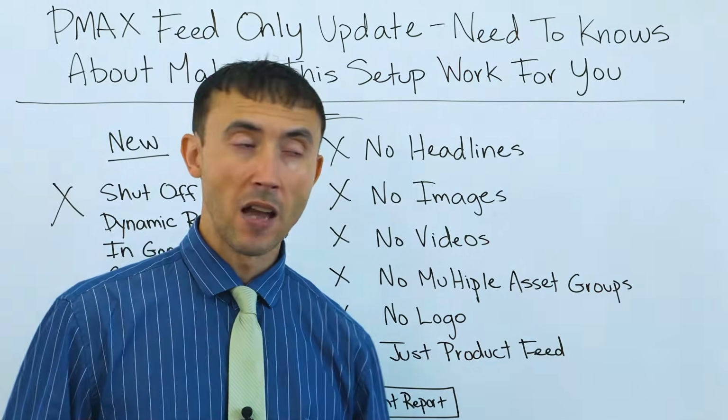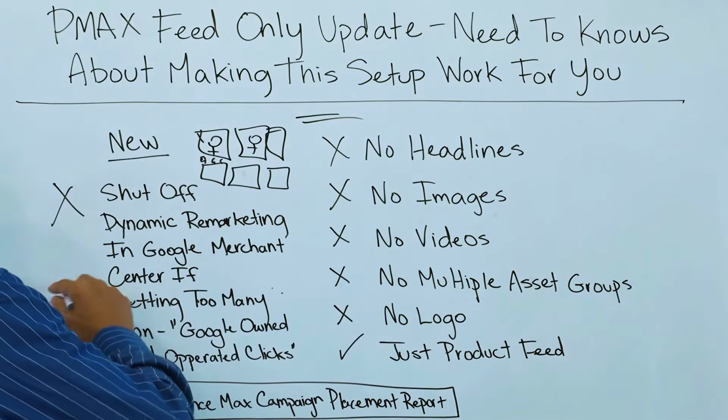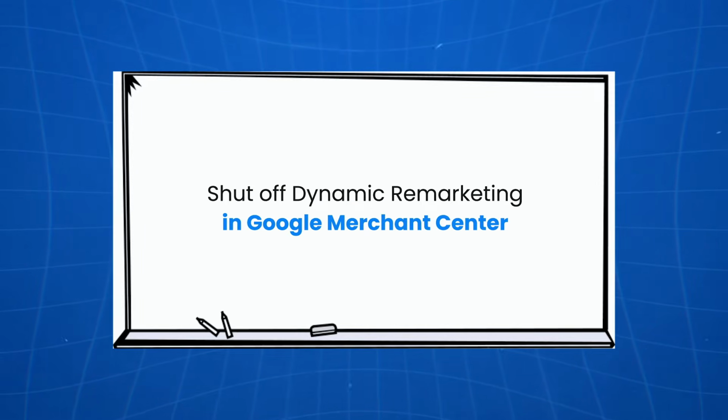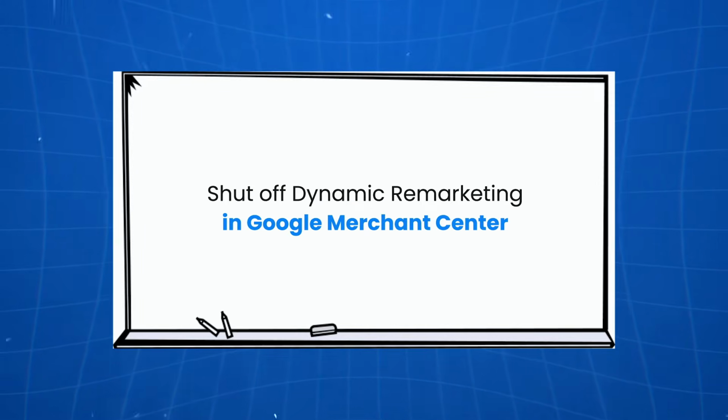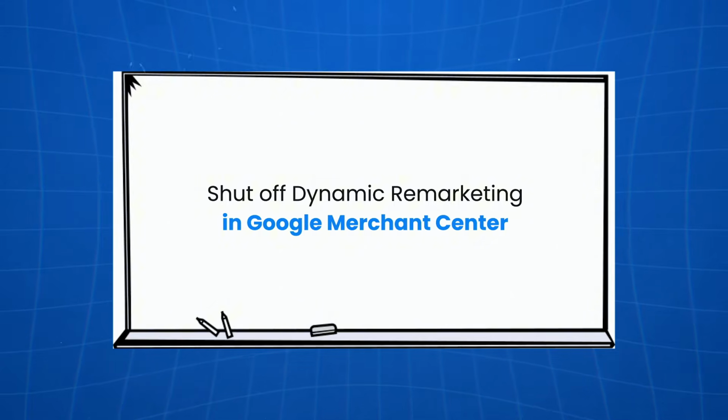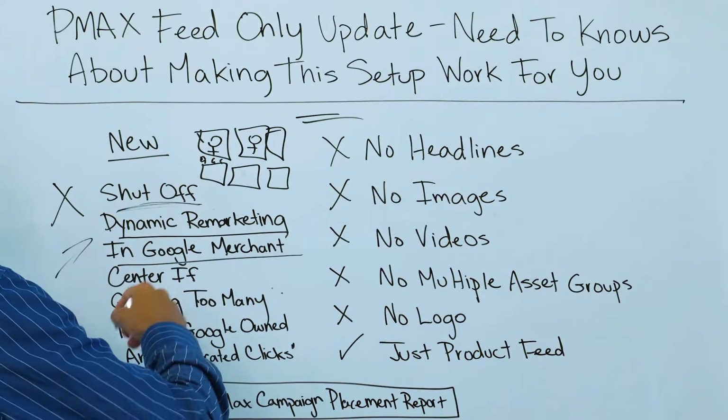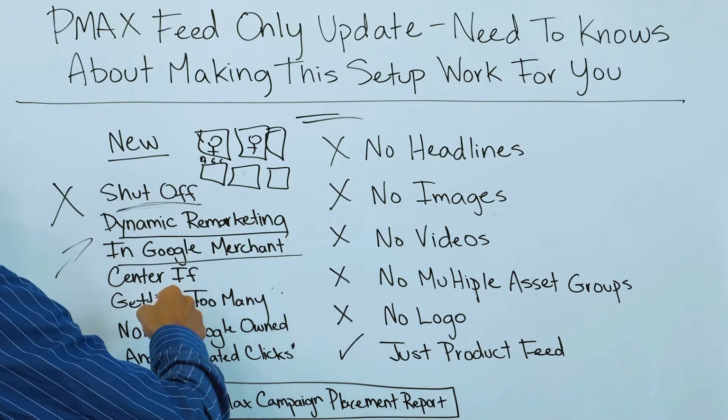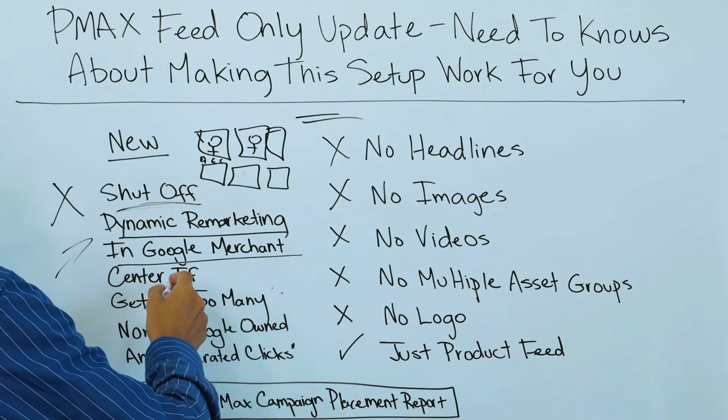So for that matter, new thing with the feed only setup is you wanna shut off dynamic remarketing in the Google Merchant Center account that you need to do a feed only setup, of course, because you gotta get your product feed into PMAX to run the shopping placements to begin with.